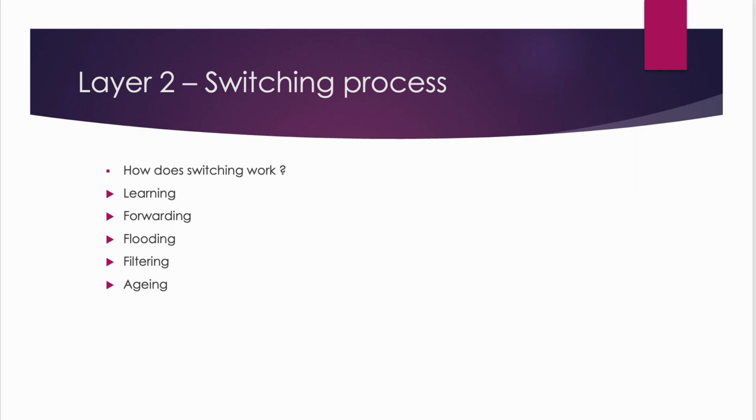The default aging timer is 300 seconds, so that's 5 minutes. That's pretty standard, and you can actually change that. You can configure it for all the VLANs or on a per VLAN basis.